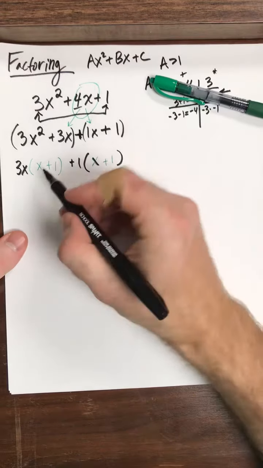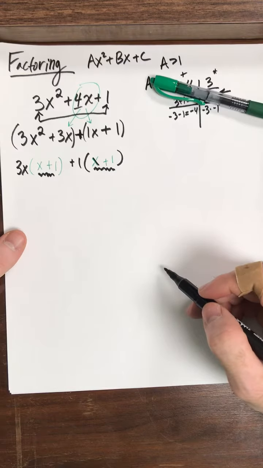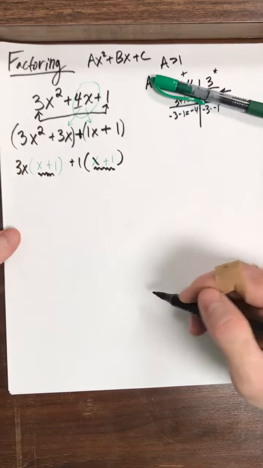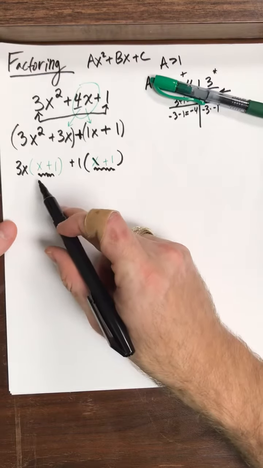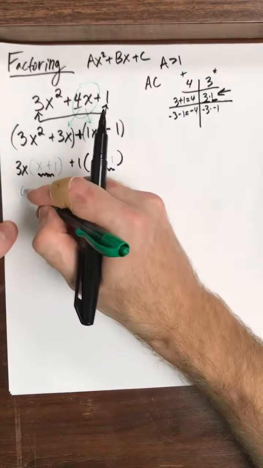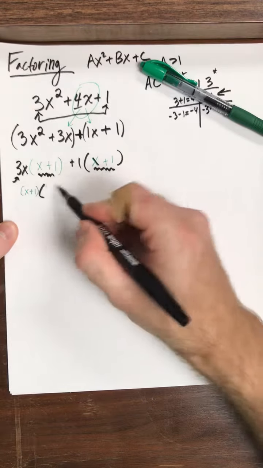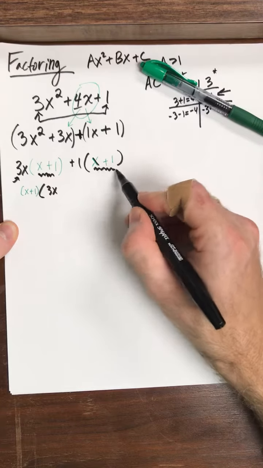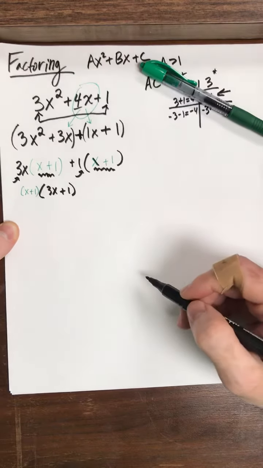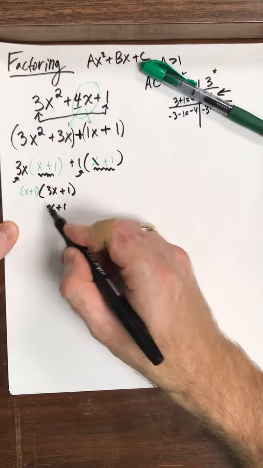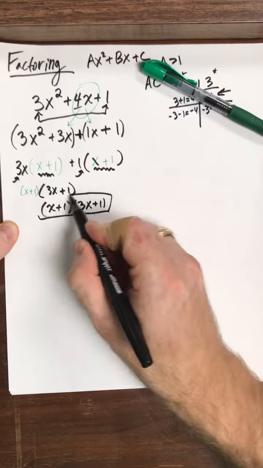So now when I look at this, I see an x plus 1 factor here and an x plus 1 factor here. So what am I trying to do? I'm going to GCF again. So really I'm doing a GCF and then another GCF. I'm going to factor out x plus 1 out of this first term. And then what do I have left? I've got a 3x. And I factor out an x plus 1 out of the second term. What do I have left? I've got a plus 1. Close the parentheses. So my factors: x plus 1 times 3x plus 1.